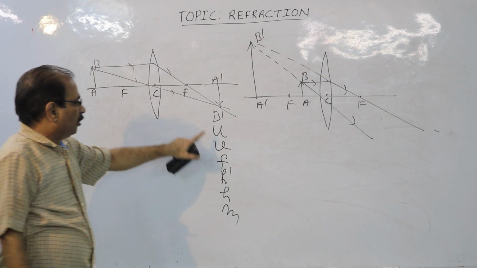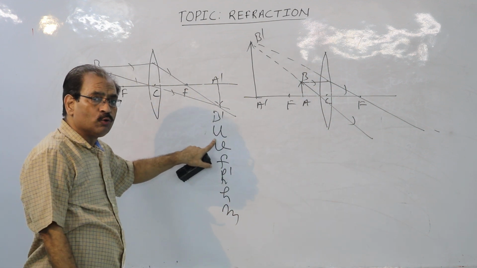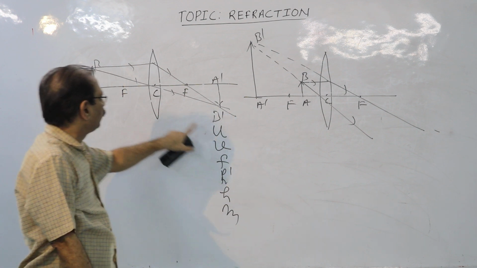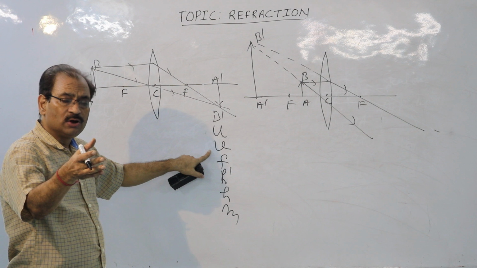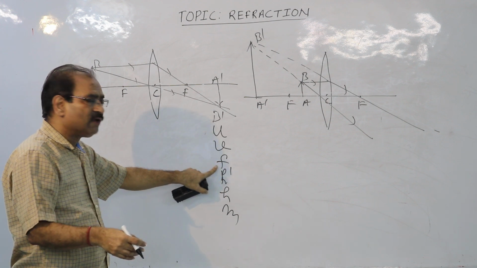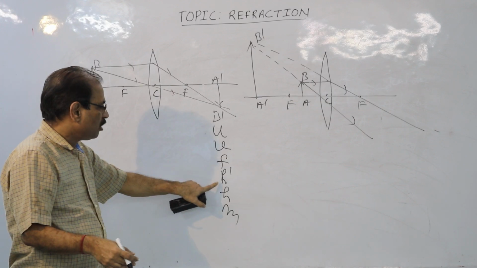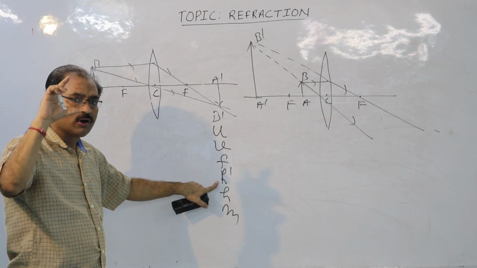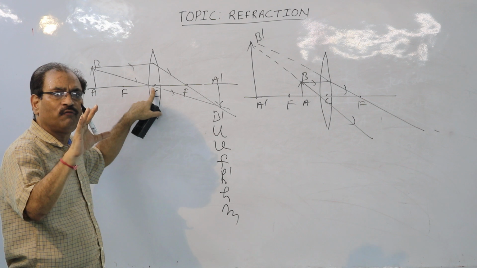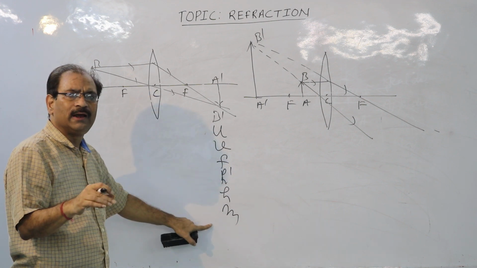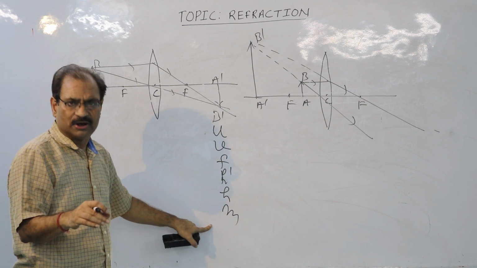Now, remember U. What is U? U is the distance of the object from the optical center. What is V? The distance of the image from the optical center. What is F? The focal length of the lens. What is H dash? The size or height of the image. What is H? The size or height of the object. What is M? M stands for magnification.